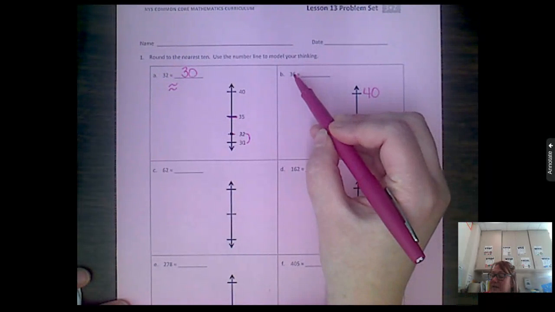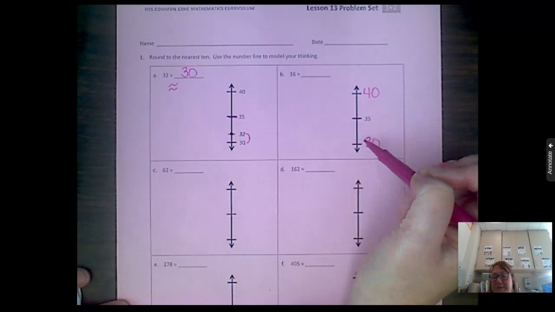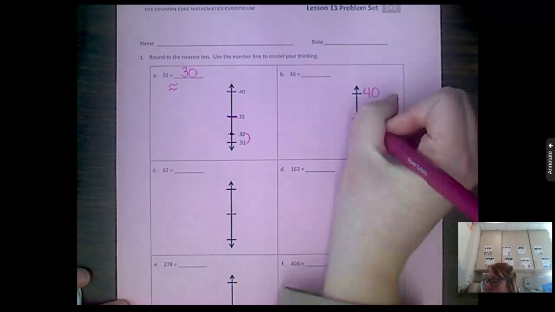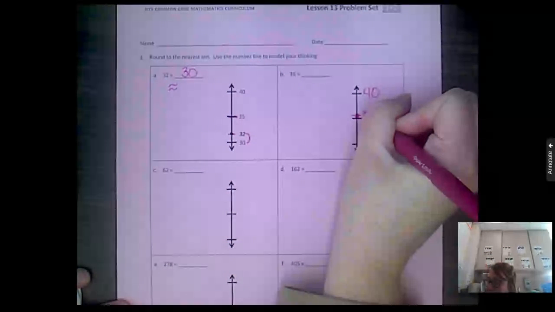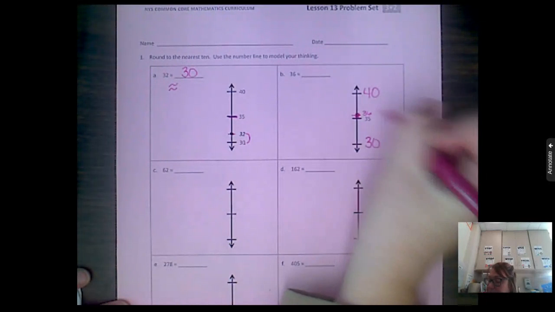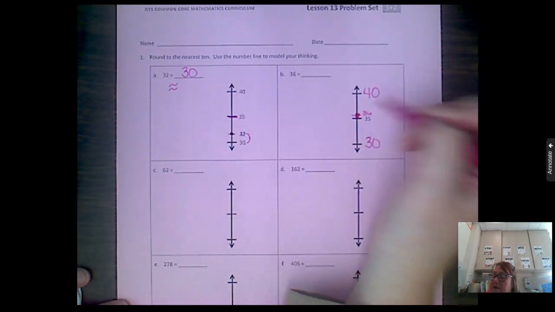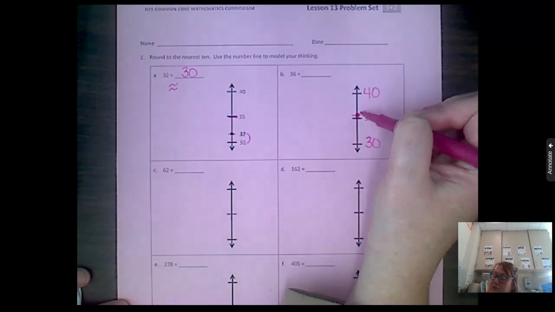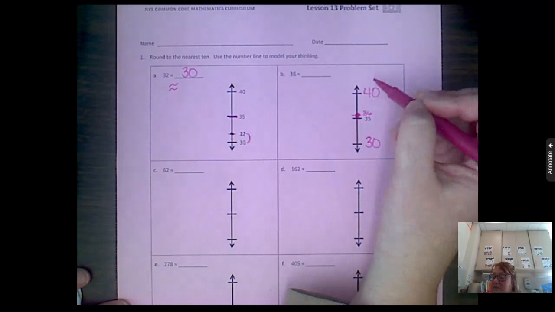But we're trying to find 36. Is 36 above 35 or is it below 35? It's above 35 and not by much, right? So I can actually put a little line right there, and put 36 and put my point right on it, because 36 would only be one above 30, okay? So therefore, is 36 closer to 30 or is it closer to 40? It's closer to 40, right?